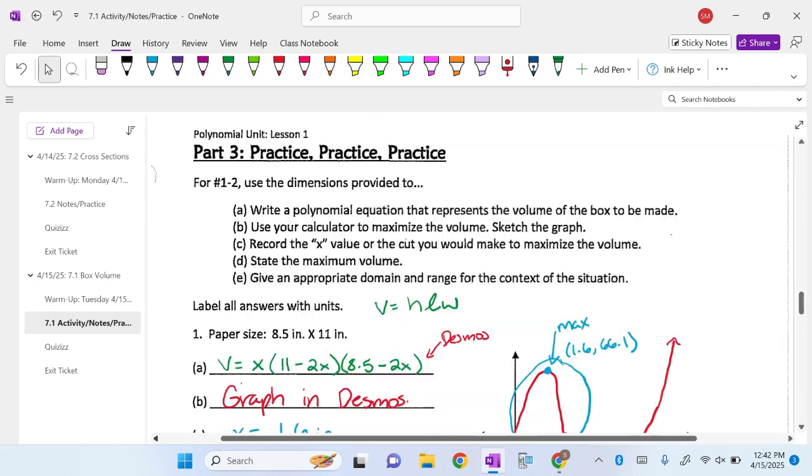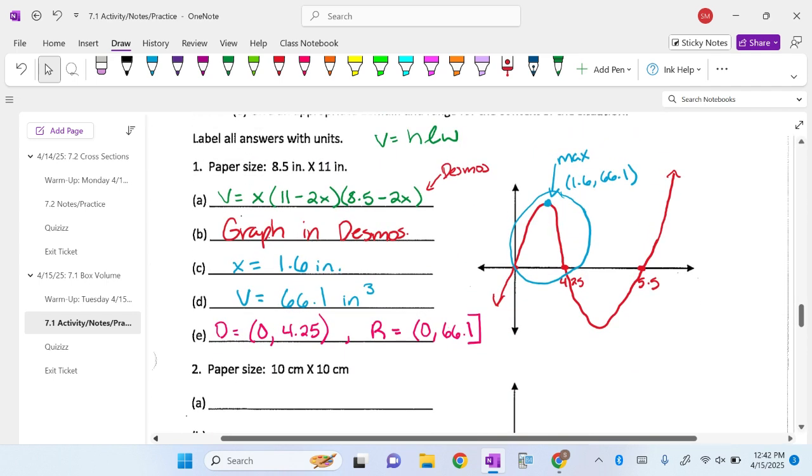And then your domain goes from 0 to whatever your first x-intercept is, or wherever that maximum is in there, which is usually your first x-intercept. And your range is always from 0 to whatever your max height is in context. Does that make sense? That's pretty much all I got to do for problems like these.